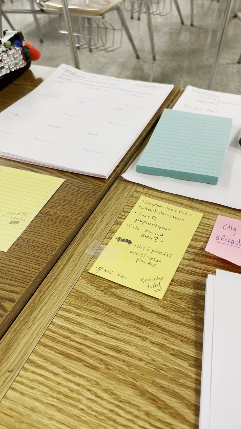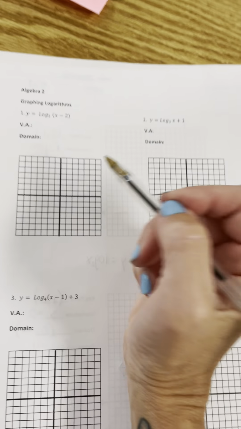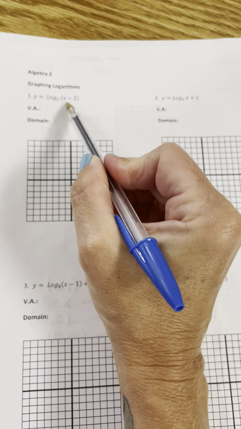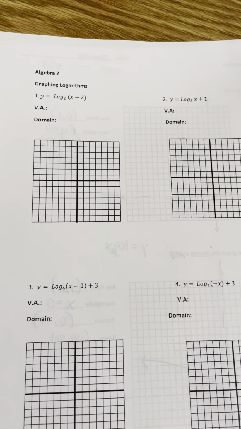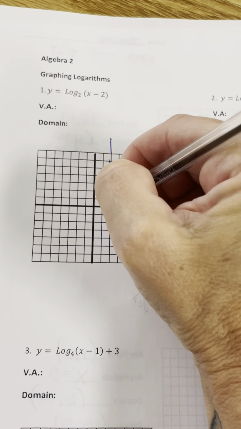And just like everything else, these shifts happen the same way. So here's my first problem. I have x minus 2. Well, guess what? That means I am shifted to the right 2. So my asymptote is going to come over here.